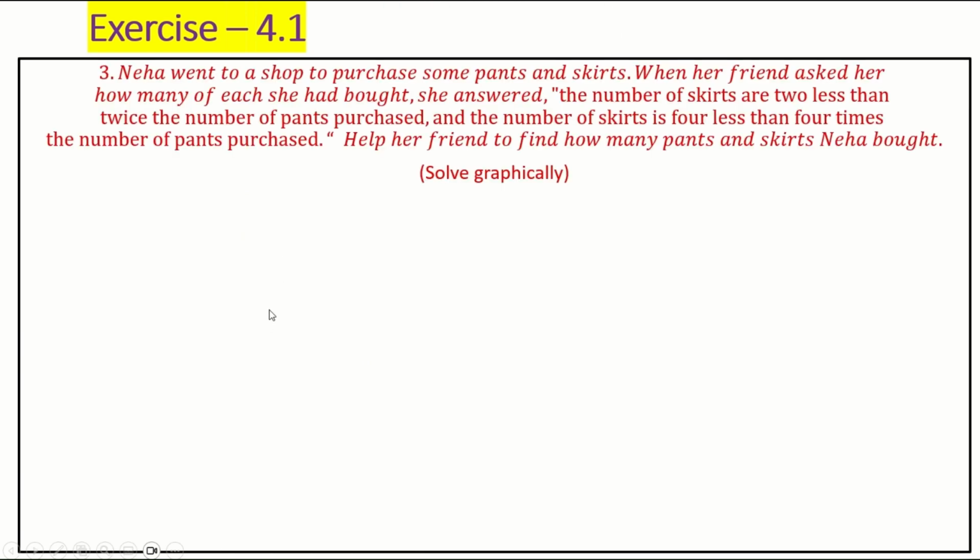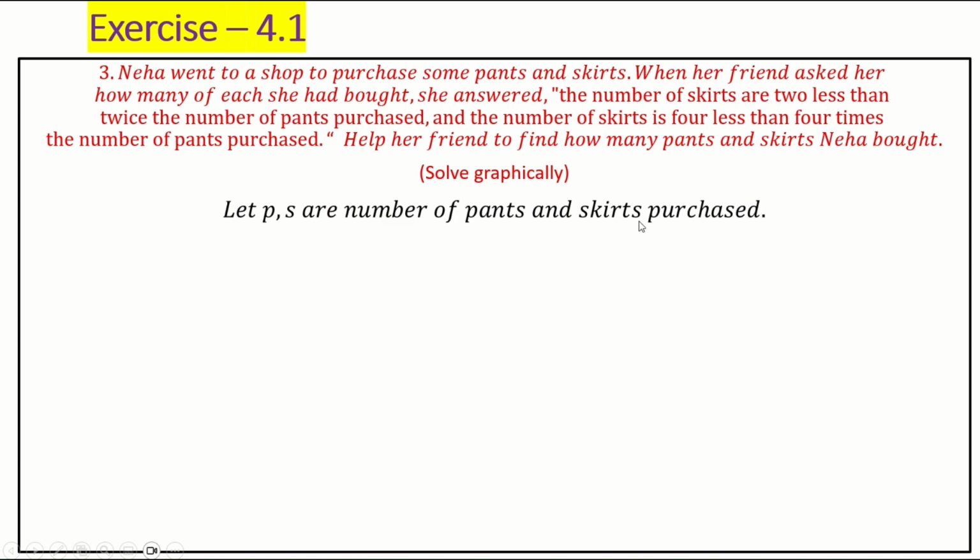Neha went to a shop to purchase some pants and skirts. When her friend asked her how many of each she has bought, she answered the number of skirts are two less than twice the number of pants purchased. Number of skirts is four less than four times the number of pants purchased. Help her friend find how many pants and skirts Neha has bought. Solve it graphically. They asked us to solve it graphically. So let's see. First, we have to write the equation, right?